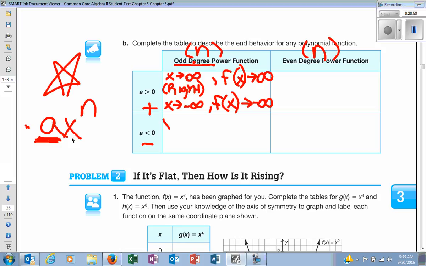As my x is going to infinity here, my y is going to actually be going to negative infinity. And as my x is going to negative infinity, my y is going to be going to positive infinity.